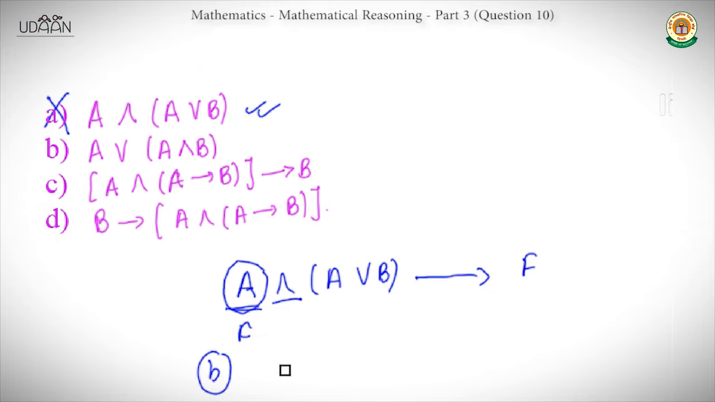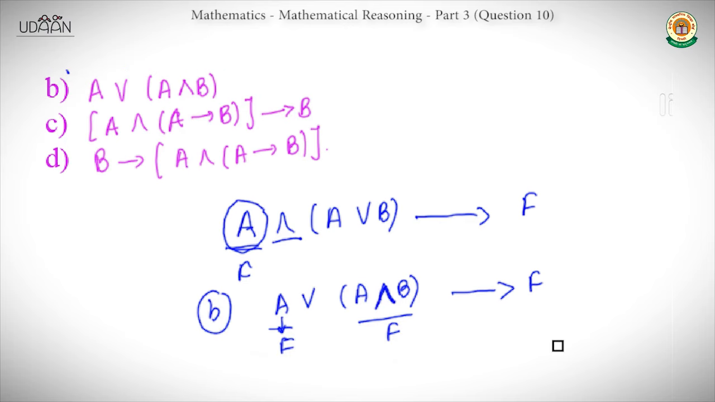Then we move on to part B. Part B says A or (A and B). Just think, when can "or" be false? Or can be false when both of them are false. I assume A is false. Since it is an "and," it will be false whenever A is false. So you don't have to check anything else. It's straight away false. In fact, this statement is kind of the opposite of a tautology. It is always false.